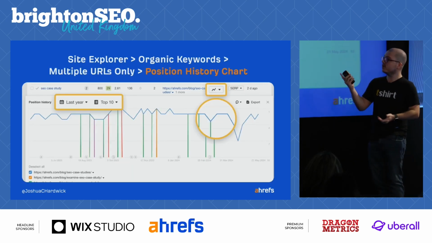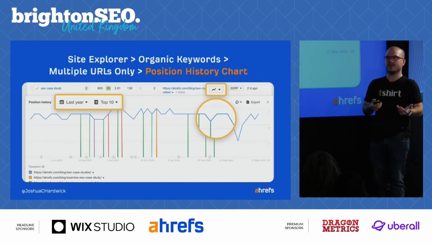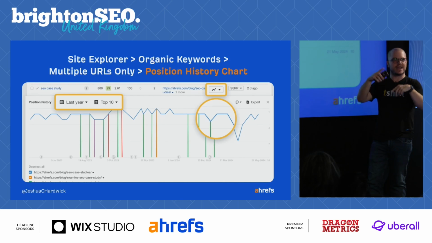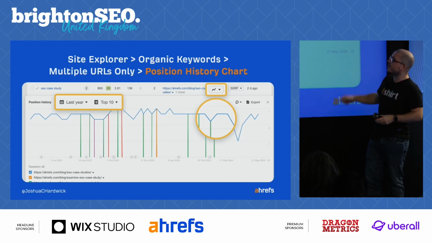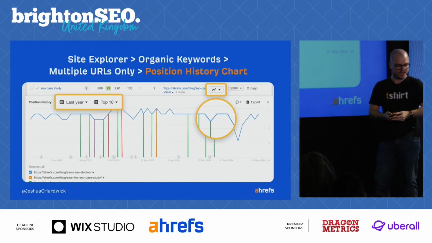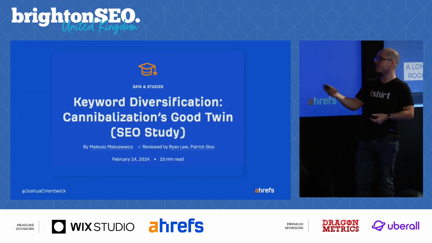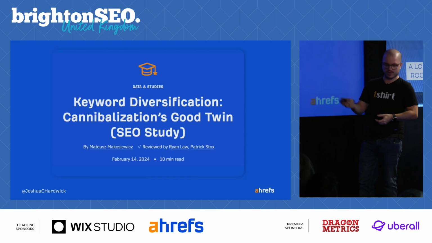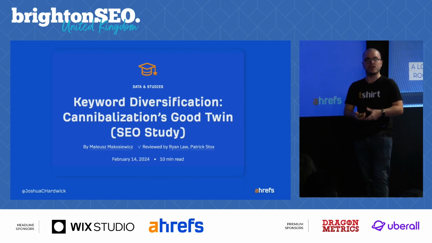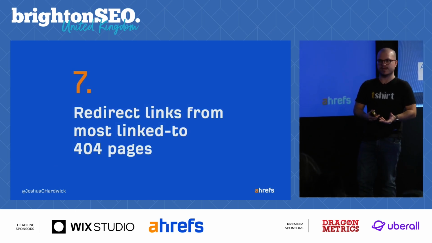You can use the position history graph to figure out how much of an issue this maybe is, because sometimes they just flick in and out occasionally. But if you see a really chaotic graph, this one's quite simple, but sometimes pages are flicking out all the time, then you've probably got an issue, and Google's a bit like, which page should I rank? So it's something to solve. We've also got this blog post by my colleague Mateusz, which is worth a read. It talks about the good side of keyword cannibalization and how it can be a good thing.